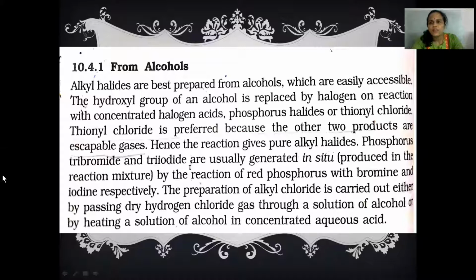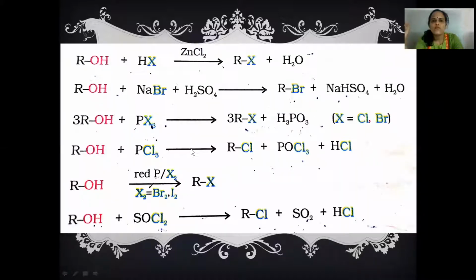Next, let us see the preparation of alkyl halides. The first method of preparation of alkyl halides is from alcohols. The first reaction: when an alcohol is treated with hydrogen halide HX in the presence of zinc chloride, it gives alkyl halide plus water.